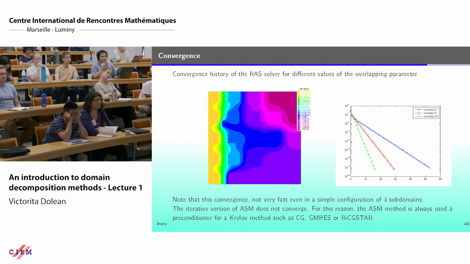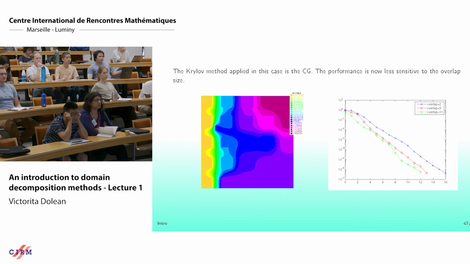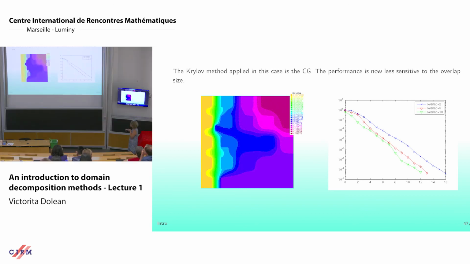Now if you want to apply, as I explained before, the Krylov acceleration, you can use a conjugate gradient here, and you do exactly the same kind of test. Here you can see the residual depending on the number of iterations, and you increase the overlap. You see that the iteration count is far lower. It's roughly half. And it's a bit less sensitive to the overlap here, right? You have a Krylov acceleration.